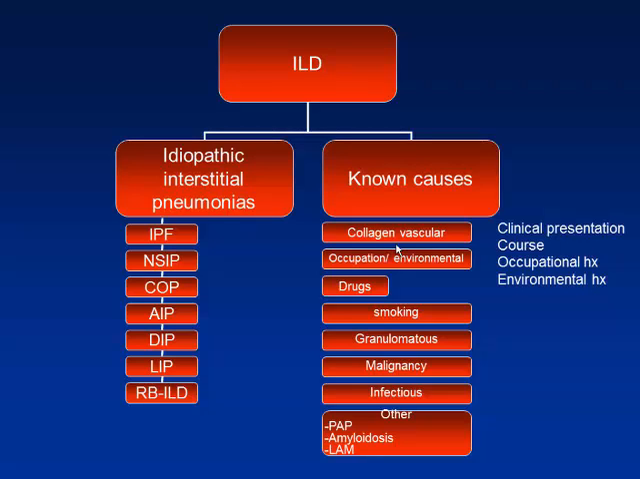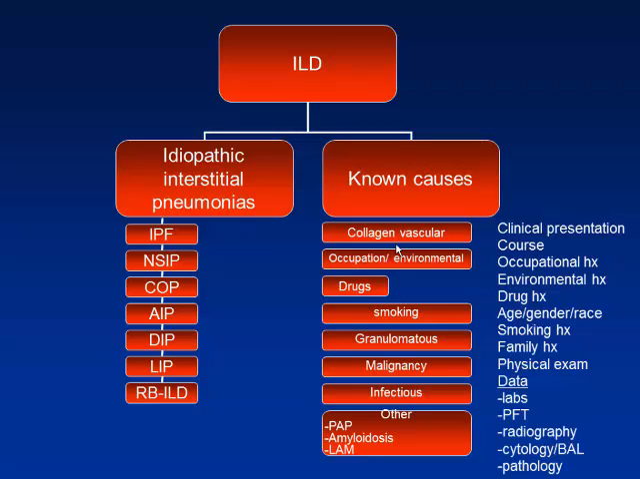So the clinical context: the environmental history is very important. Occupational history, we'll go over that in a minute. The drug history. The demographics are often a clue. Not always, but sometimes they can help. Smoking history is important, and we'll go over that. Family history. So now, when you get to physical exam and data, you should have honed in on a set number of diagnoses before you even get to that.